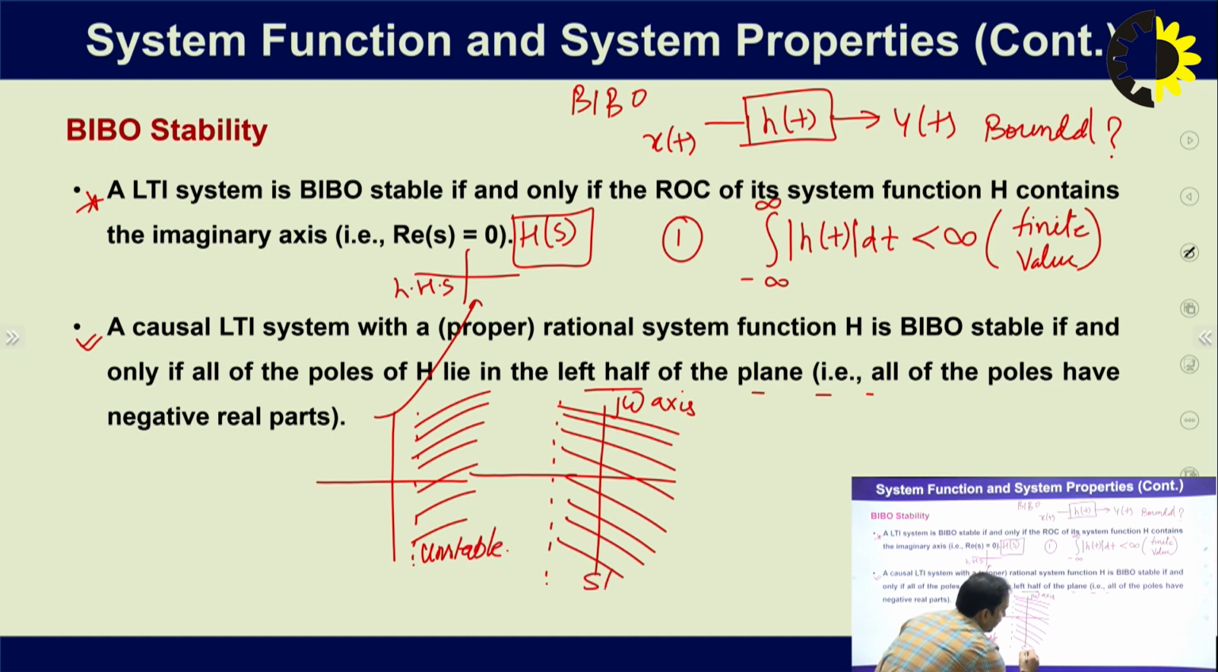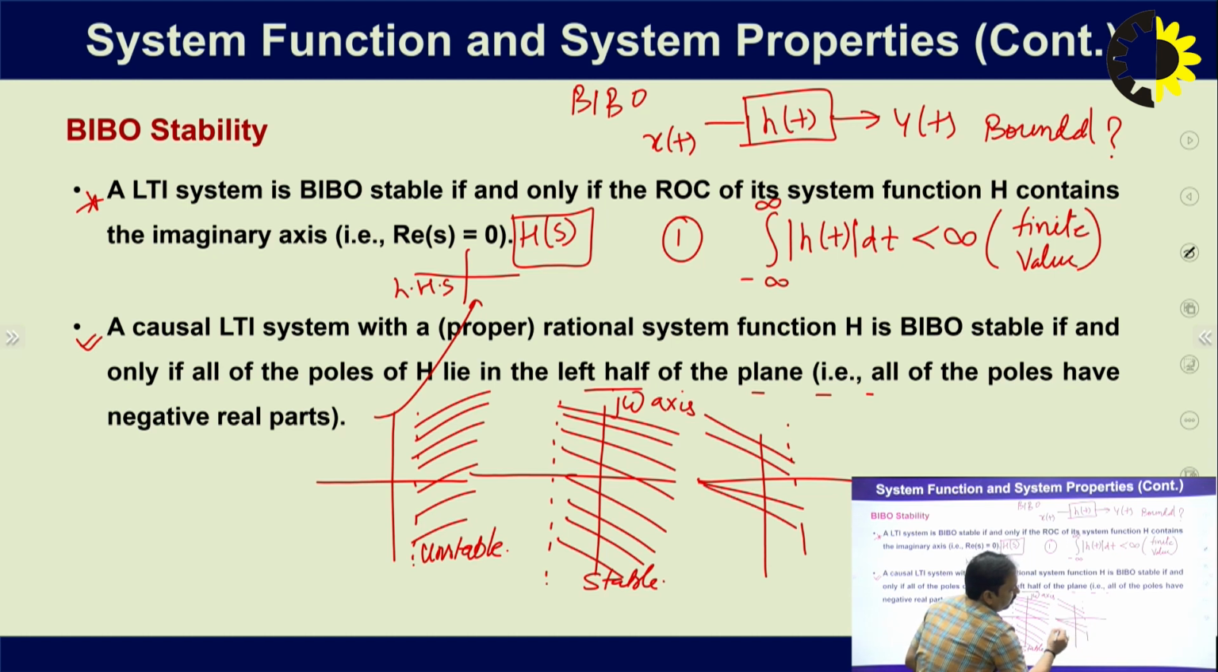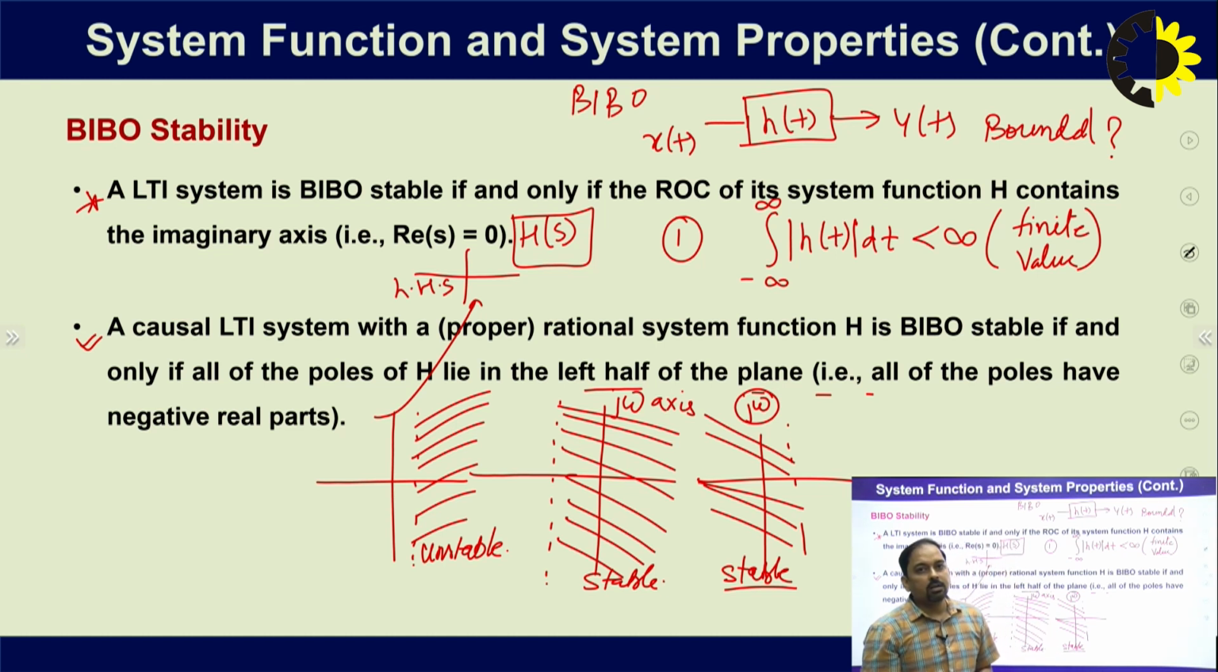Here we have the stable kind of system. Later on we'll see some other cases also, which include left-sided signals like this. Although it is left-sided, it still contains the j omega axis and definitely it is going to be stable. Also, by seeing this type of ROC, we can comment that the impulse response is left-sided, and if the impulse response is left-sided, it is a non-causal system.